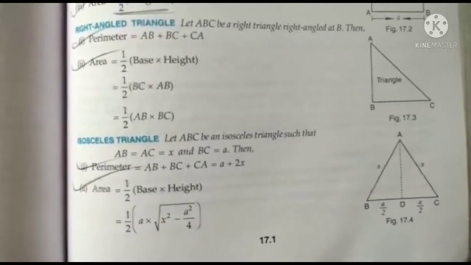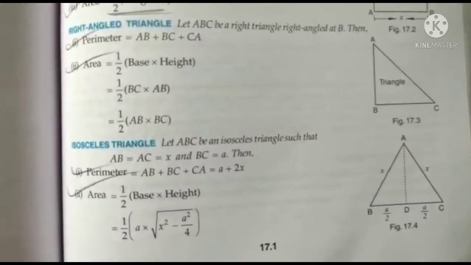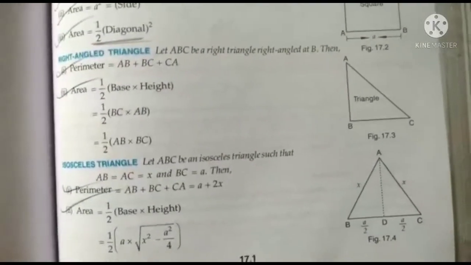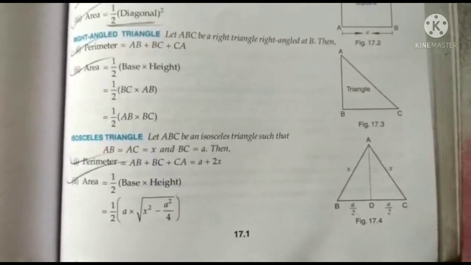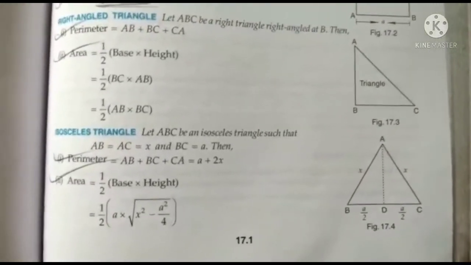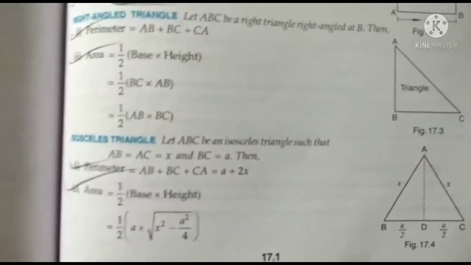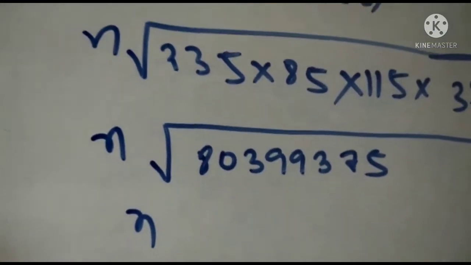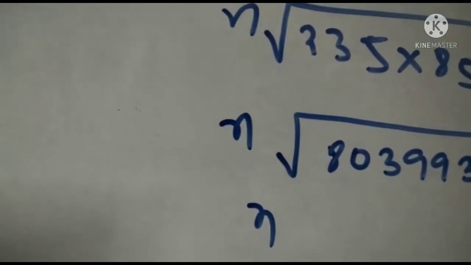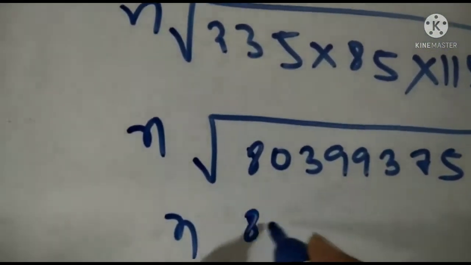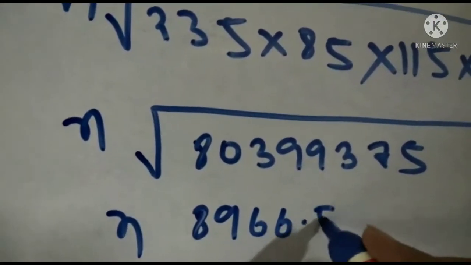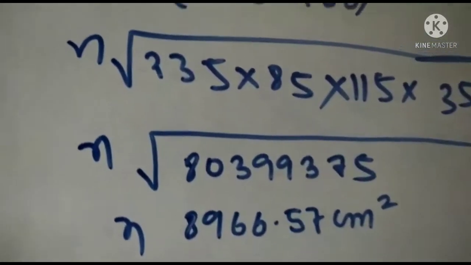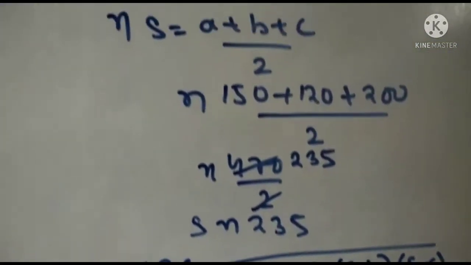Now for an isosceles triangle, you can find the perimeter: AB plus BC plus CA is equal to a plus 2x. This is new, I think, so just memorize this formula. Area is equal to 1 by 2 base into height. According to the figure it is 1 by 2 a multiplied by root over of x square minus a square by 4. From here, after taking out this root, you will get your answer, that means 8966.57 centimeters square. So this is the solution of the first question.